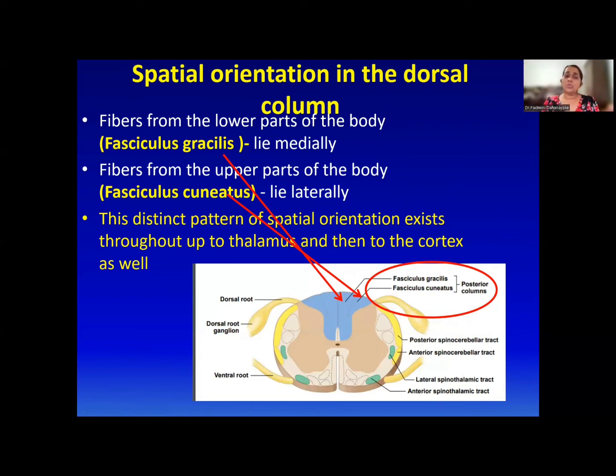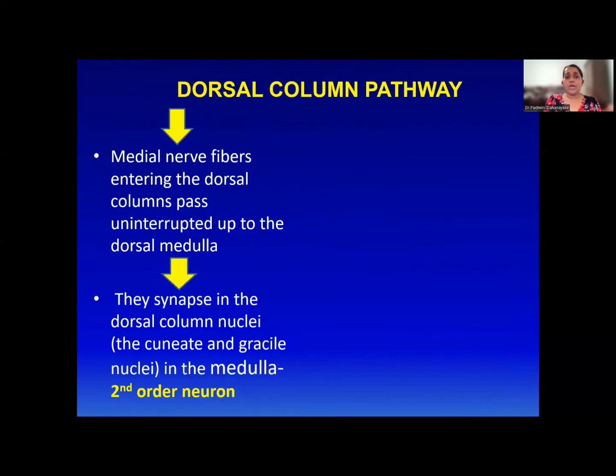So that is why I told you this dorsal column medial lemniscal pathway is highly spatially orientated when you compare it with the other one. Right. Now, again, we'll come back to the pathway, the journey, right? So now we knew that there are two branches, medial branch and the lateral branch. Now, the medial branch will be going up, and they are going in the dorsal columns.